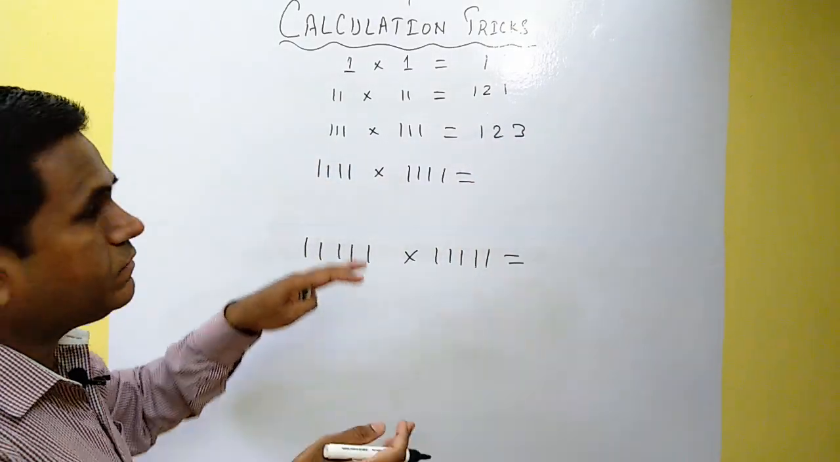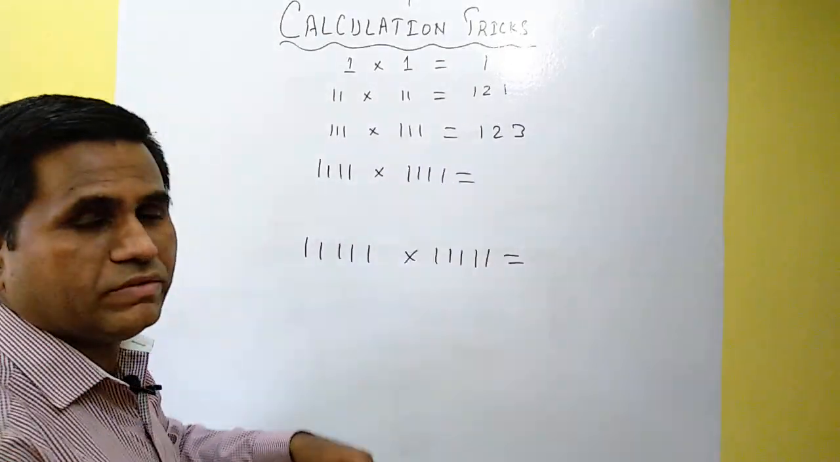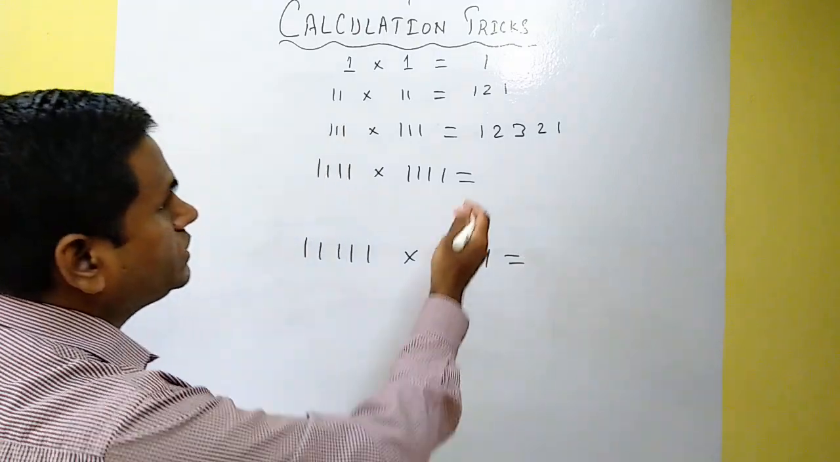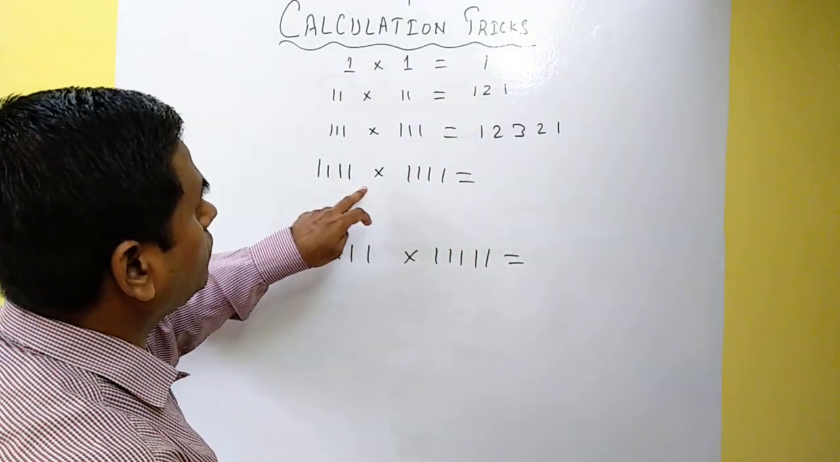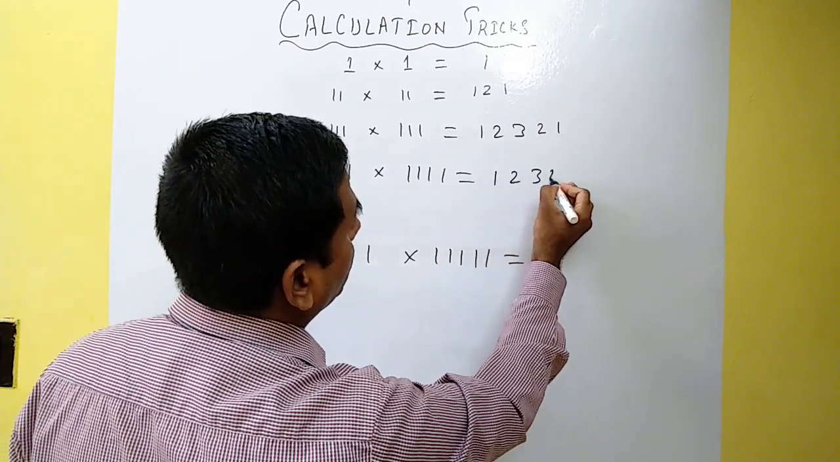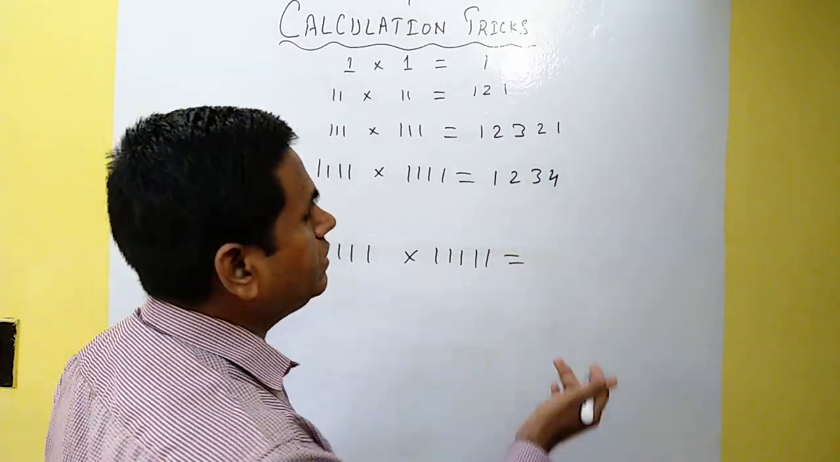Then we will, after writing the 3 digits here, we will start going back. So after 3 we will do 2, 1. This is the answer. Here you can see there are 4 digits in each number. So we will write 1, 2, 3, 4. Then let's start going back.